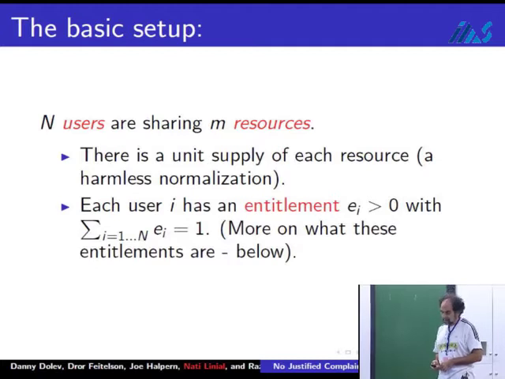Then there is another ingredient of the model, which is entitlement, which is a little bit less obvious to understand, so I will explain it a bit later on. For the moment, these are just positive numbers. Associated with each user is one positive number called the user's entitlement, e_i, it's positive, and the sum of the e_i's is 1. So bear with me, very soon you'll understand precisely what these are.